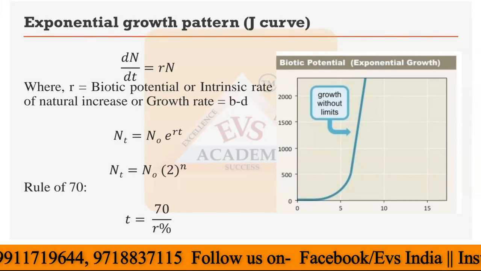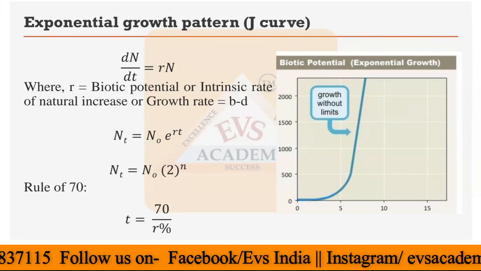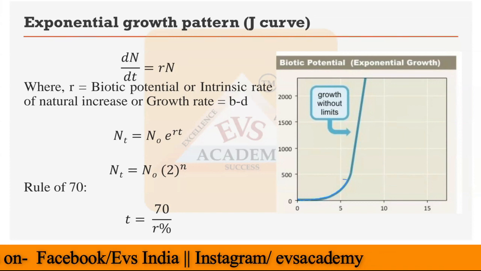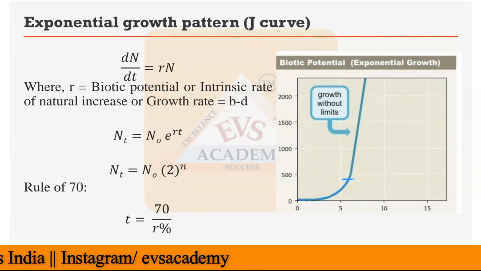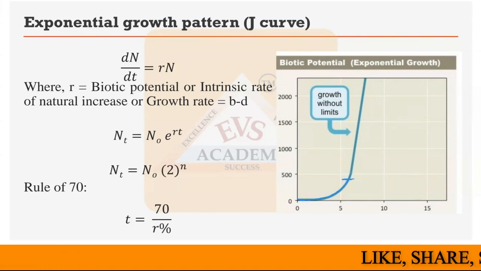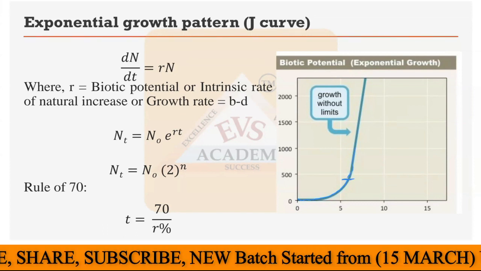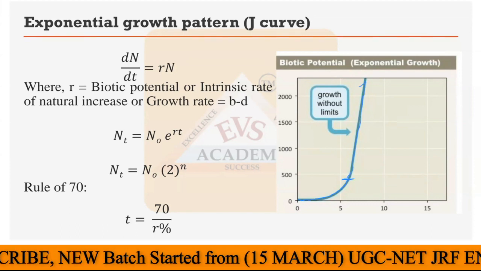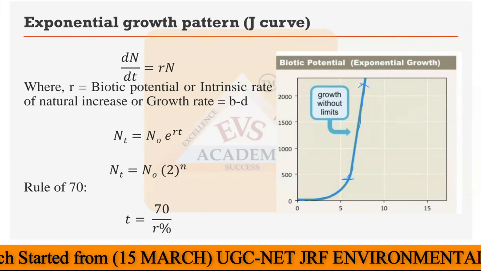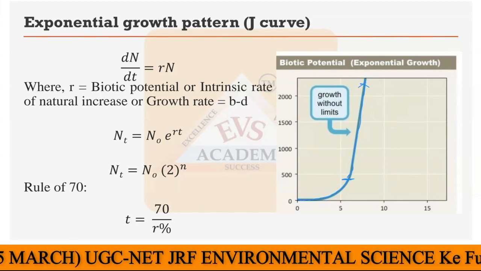Here you can see the initial growth rate is very, very slow up to this point. Why? Because the number of individuals which were reproducing is very small. And when the number of individuals goes up to this particular point, now the growth would be exponential in this space and the growth would be very high. So this is called the exponential growth pattern or J curve pattern.